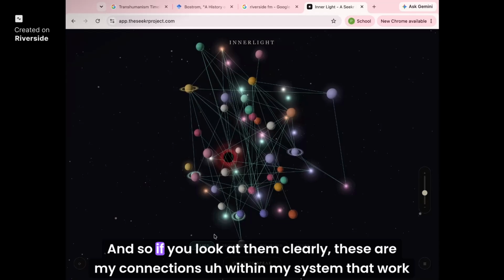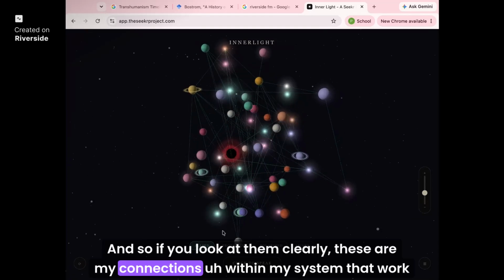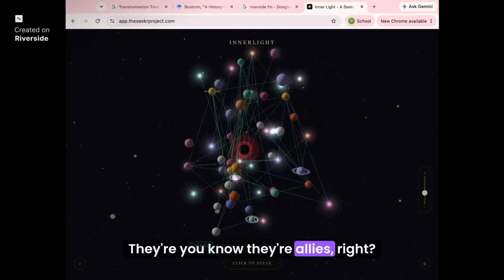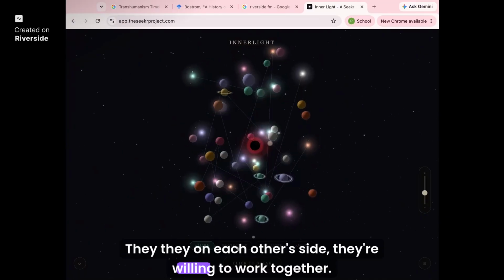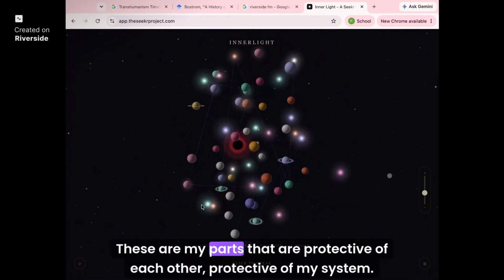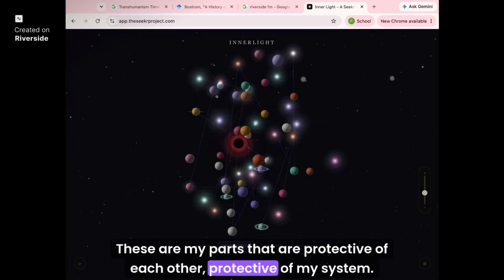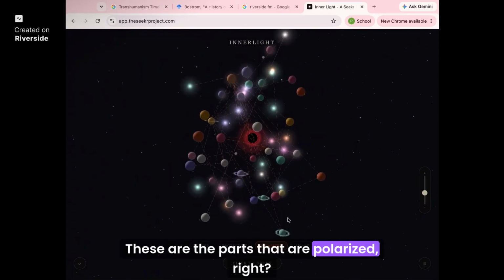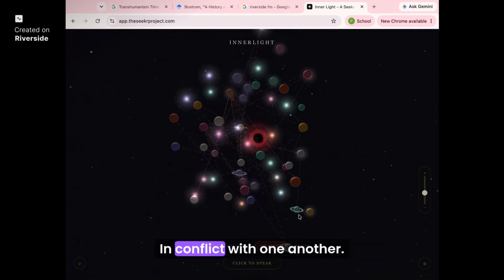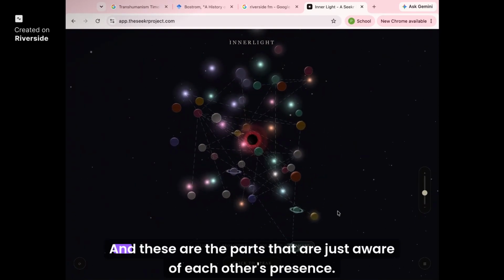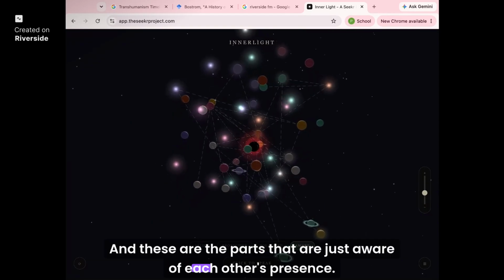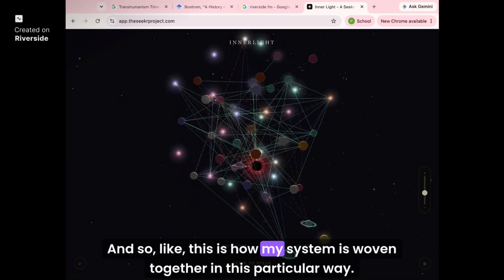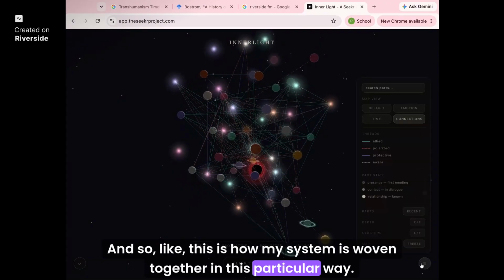And so if you look at it, these are my connections within my system that work together in a positive way. They're allies, right? They're on each other's side. They're willing to work together, right? These are my parts that are protective of each other, protective of my system, right? These are the parts that are polarized, right, in conflict with one another. And these are the parts that are just aware of each other's presence. And so this is how my system is woven together in this particular way.